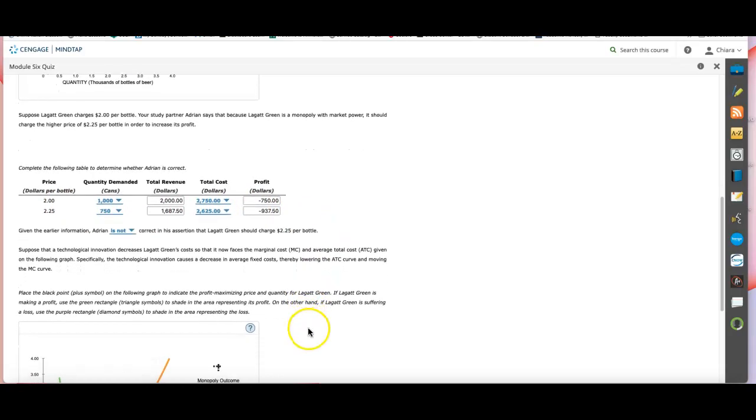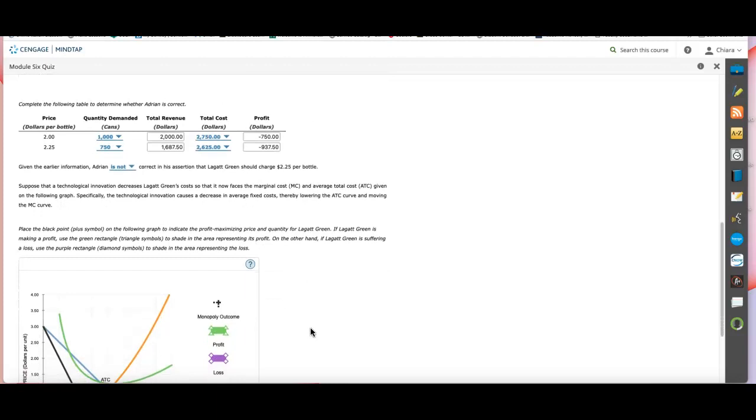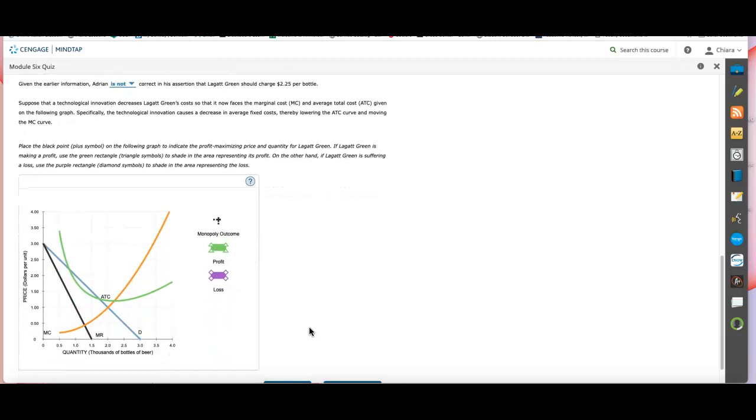Suppose that a technological innovation decreases Legat Green's cost so that it now faces the marginal cost and the average total cost given on the following graph. So we have a different marginal cost and a different average total cost thanks to technological innovation. Now we want to find out if they're still having a loss or if there is a profit. Again, we need to get our black dot line and find the profit maximizing quantity, which is going to be down here where marginal cost intersects marginal revenue.